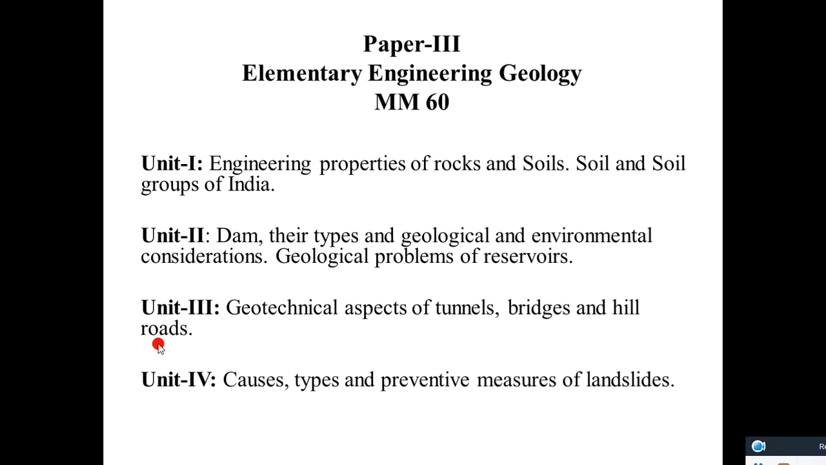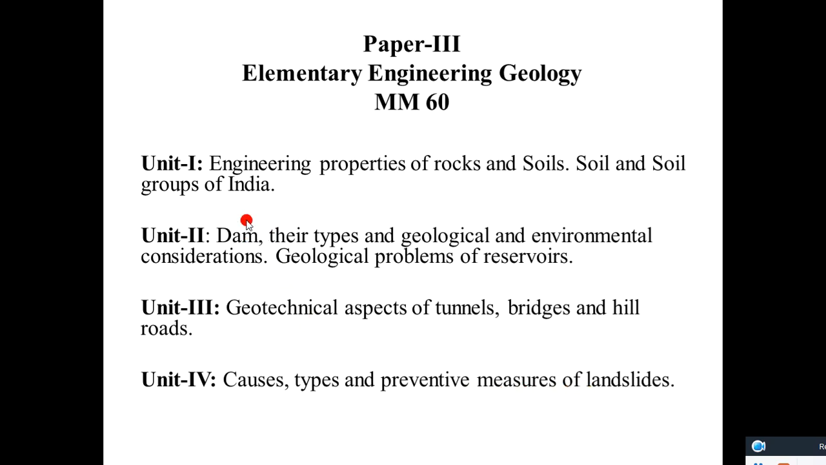Hill roads: how roads are built in the hills, how tunnels and bridges are built, how dams are built, and what the engineering properties and geological conditions are, the considerations which should be taken into account while constructing these structures. We'll study that. Then the last unit, the 4th unit, is causes, types and preventive measures of landslides.